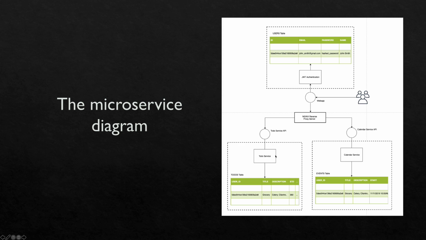Then we have a node server that handles everything related to the to-do list, and another node server that handles everything related to the calendar service. So this is the diagram right here. With this new diagram in mind, in the next section we're going to talk about how we are going to break all of this down.